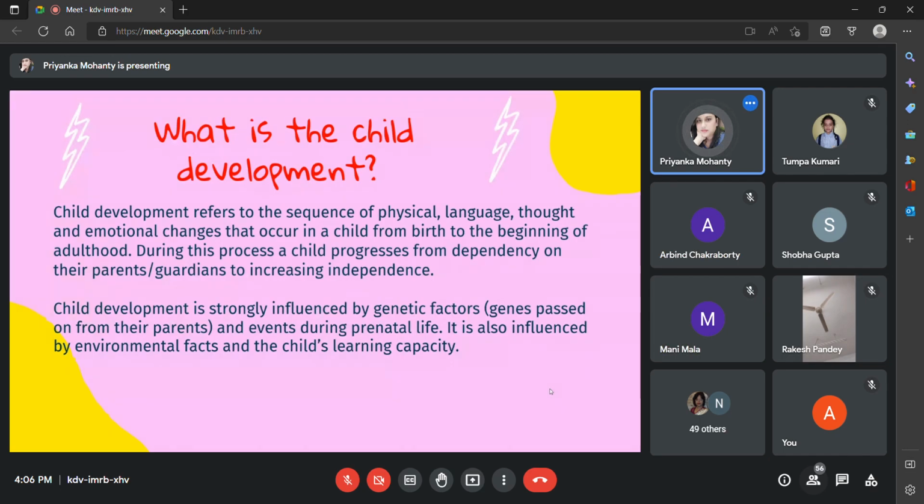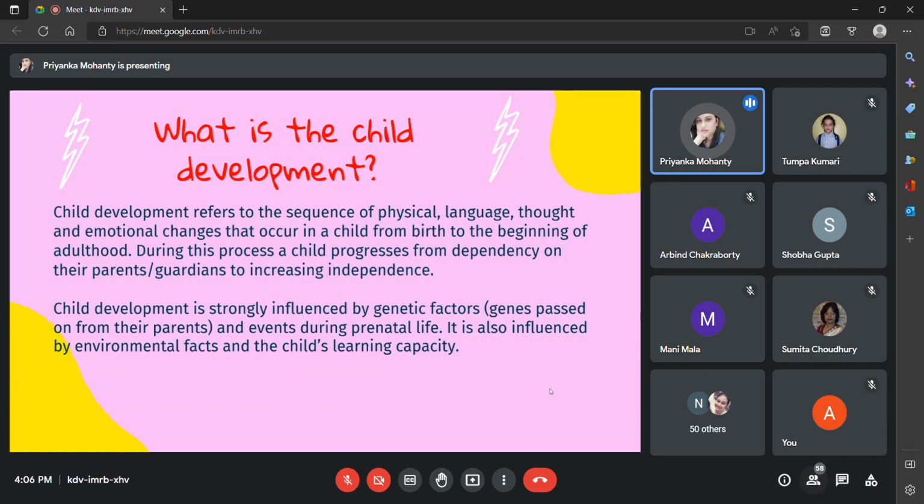What is child development? Child development refers to the sequence of physical, language, and emotional changes that occur in a child from birth to the beginning of adulthood. During this process, a child progresses from dependency on their parents or guardians toward increased independence. Child development is strongly influenced by genetic factors, and even during prenatal life it is also influenced by environmental factors and the child's learning capacity.